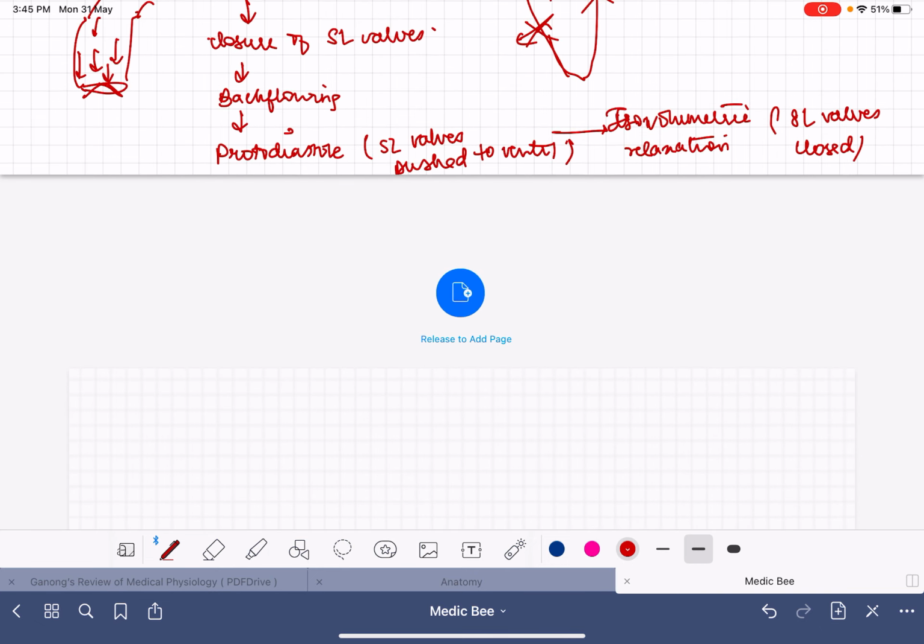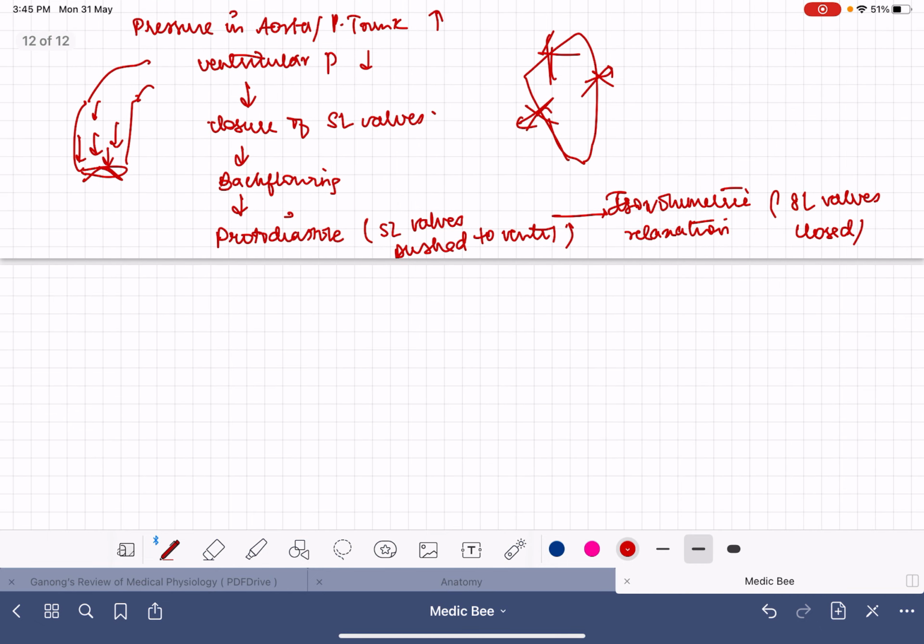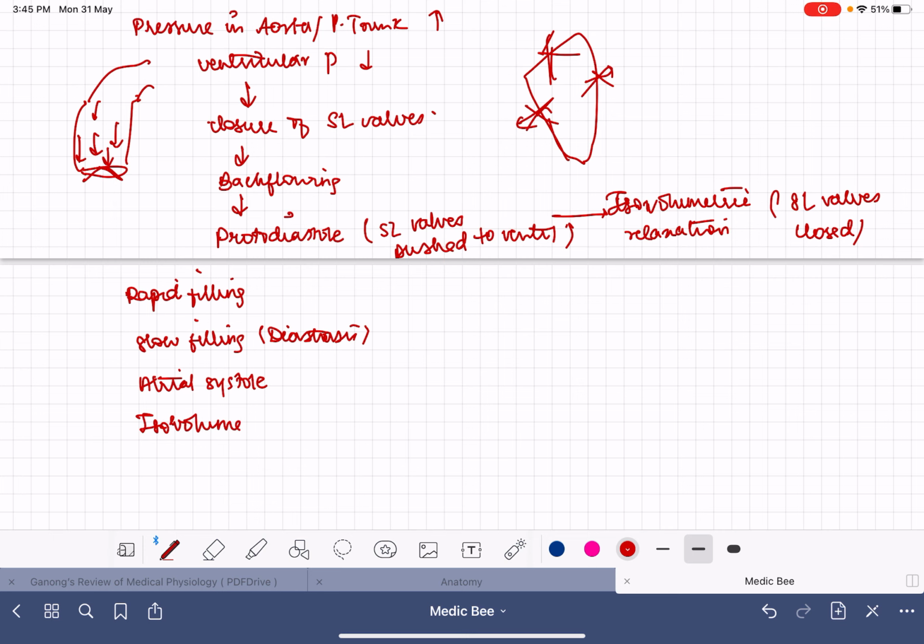So the different stages in the cardiac cycle are: first, rapid filling of the ventricles. The second stage is slow filling, which is called diastasis. The third stage is atrial systole. Atrial systole happens when the atria contract and the blood from the atria is pumped towards the ventricle. After that, both the AV valves and the semilunar valves are closed, which causes the isovolumetric contraction. The contraction is happening, but there is no change in the ventricular volume, and no blood is pumped out. So this is called isovolumetric contraction.